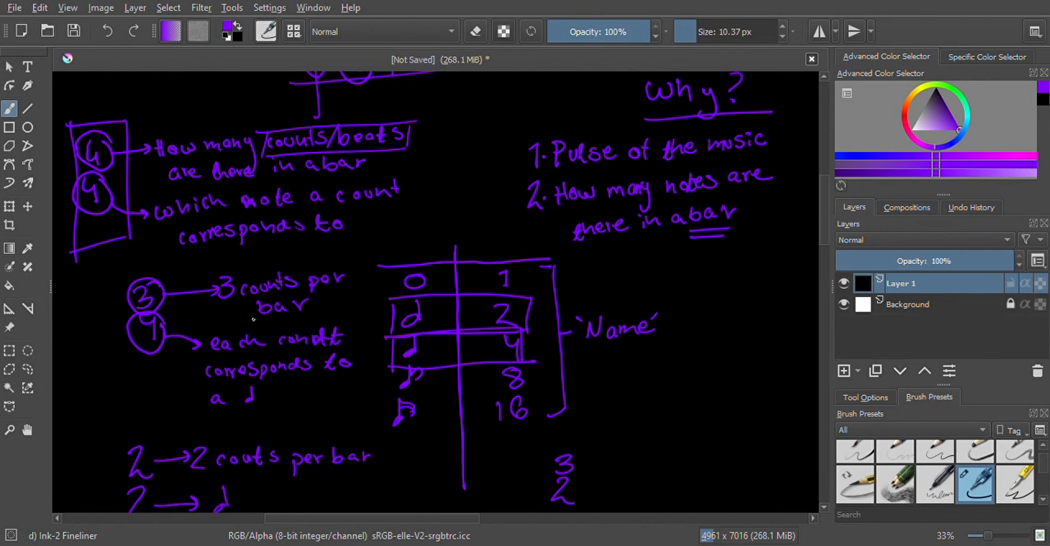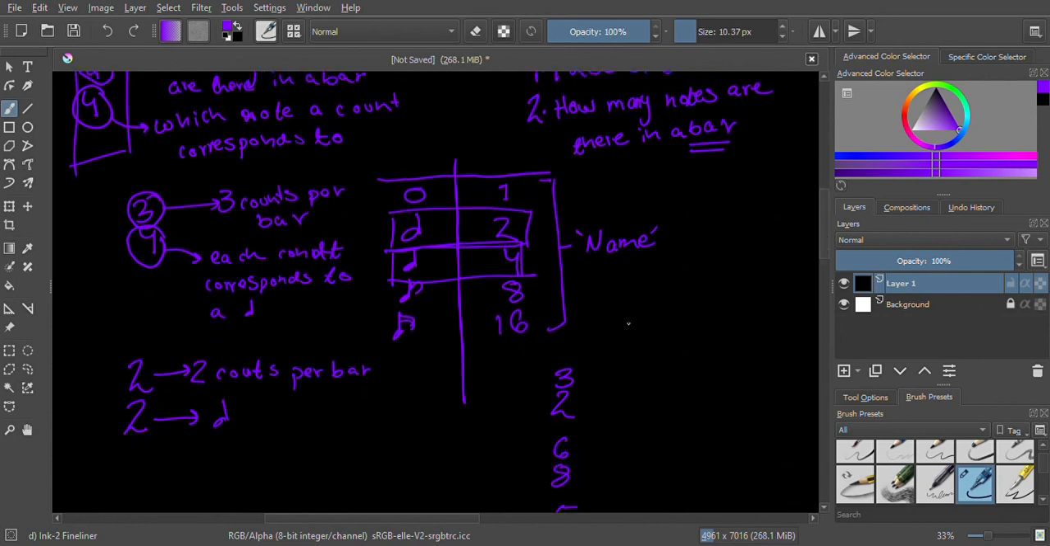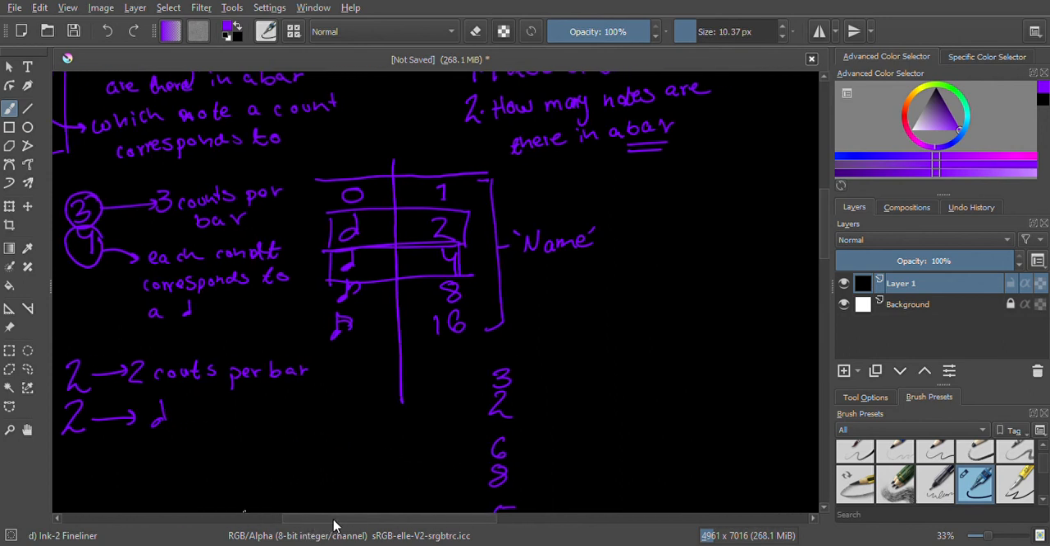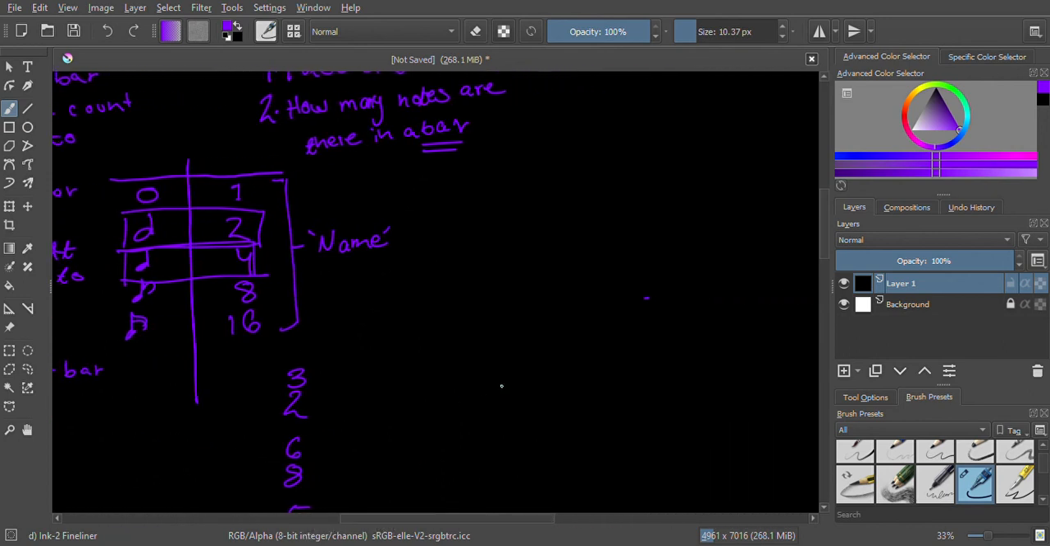In a 3/4, it means that there are 3 counts per bar. I count that as 1 2 3, 1 2 3, and that's how I count the music, and that each count corresponds to a quarter note. And in a 2/2 time signature, that means that there are 2 counts per bar, and that each count corresponds to a half note. Now, what does this actually mean when you're writing down music, right? Well, what does this whole corresponding mean?